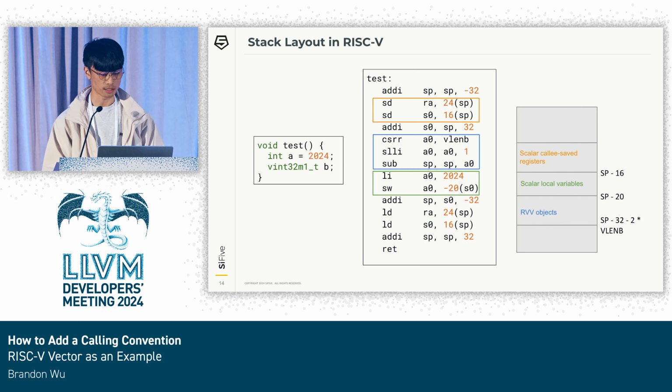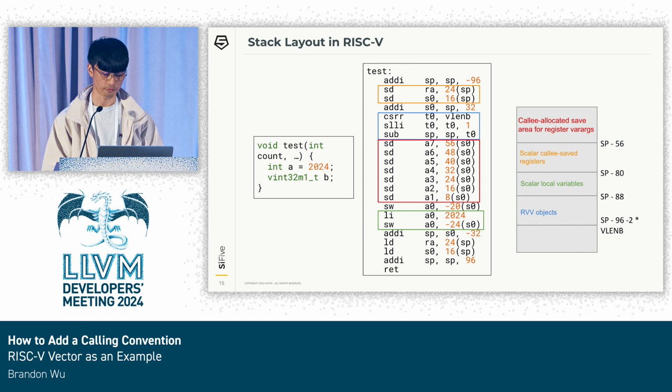Next, we add a RISC-V local variable. The size is calculated by reading the VLENB CSR and multiplied by 2. This is placed right below scalar local variables. There's one thing to mention: the RISC-V objects section contains not only vector local variables, but also vector callee-saved registers. Callee-saved registers are placed right below the vector local variables.